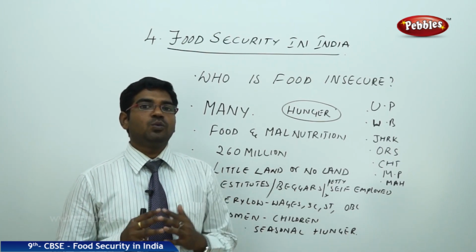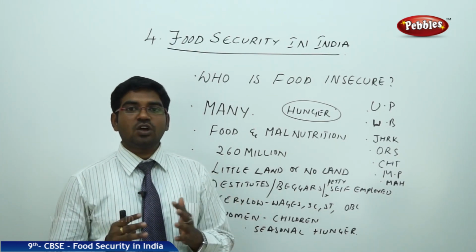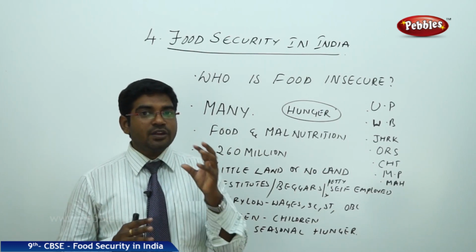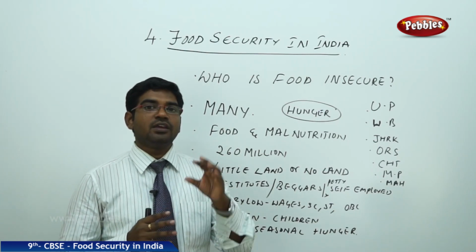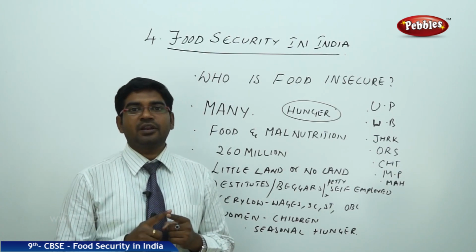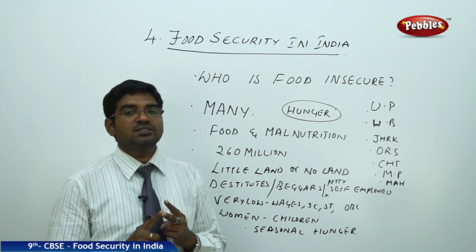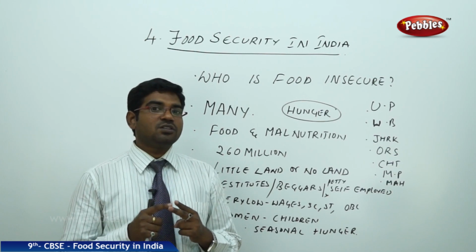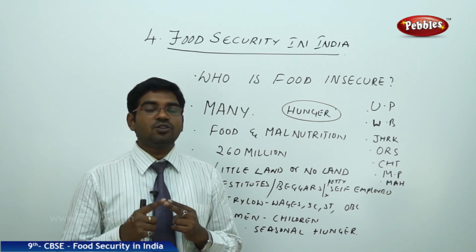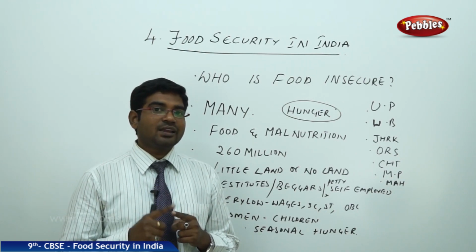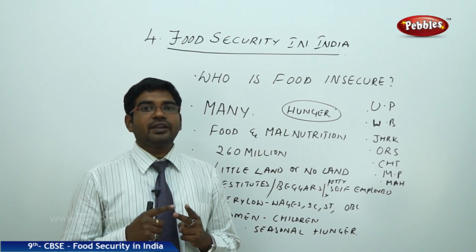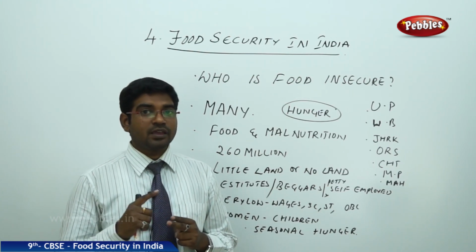And when they start to work, this work is also not guaranteed. It is again seasonal. Only during the harvesting season will these people have work. So one, there are many people ready to work. Second, it is seasonal employment. Because of these two reasons, they become completely food insecure, because one, they get paid a very small amount, and second, they are not getting work throughout the year.